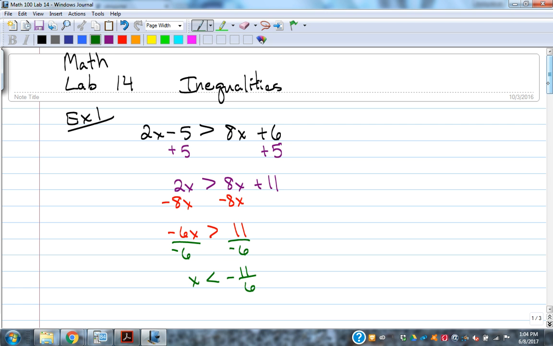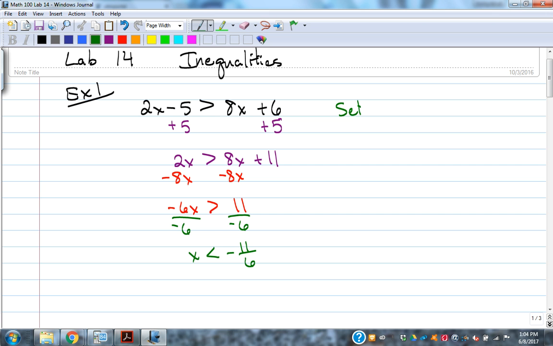So really easy to put that into set notation. Set notation would be all x's such that x is less than negative 11 over 6. Interval notation, it's all the x's that are less than negative 11 over 6. So it's going to go from negative infinity up to negative 11 over 6, but not including that. So that's the interval notation for that.